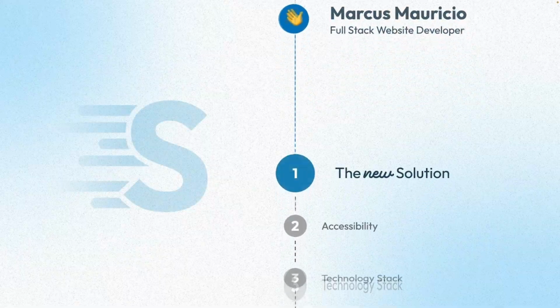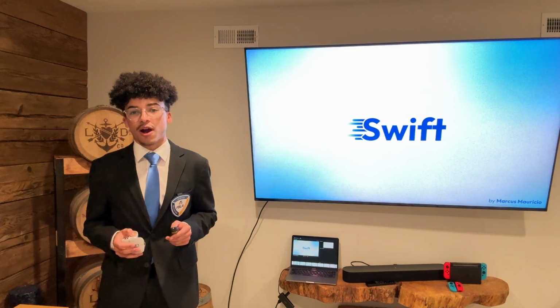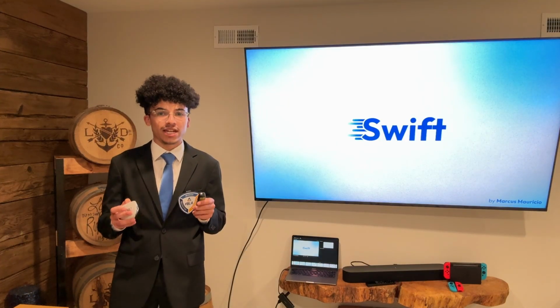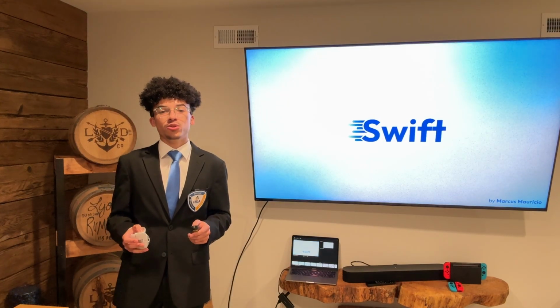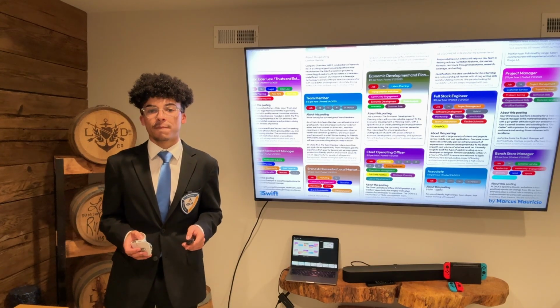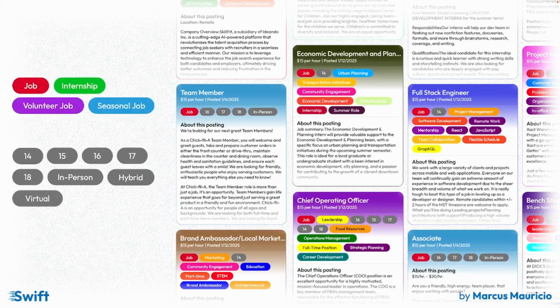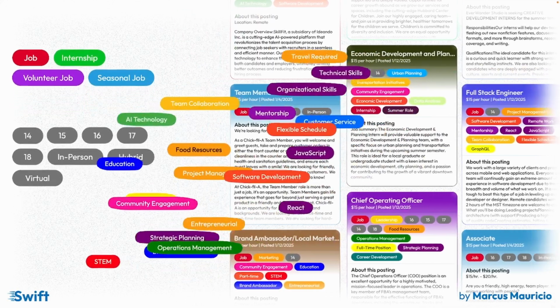First of all, the new solution. It's called Swift, and it's the new way for Crofton High School Cardinals to get involved in their community. Students can search for a variety of postings on Swift, from a fast food worker to a full-stack developer. All postings on Swift are categorized with the posting type, age ranges, format, and hundreds more.